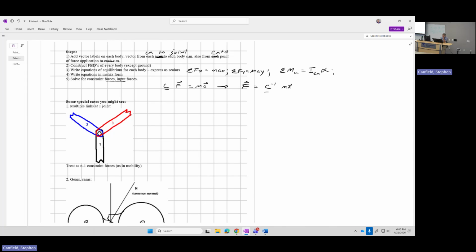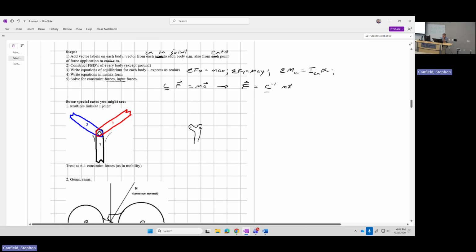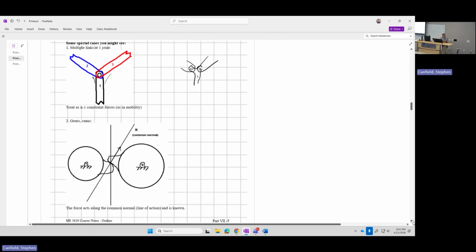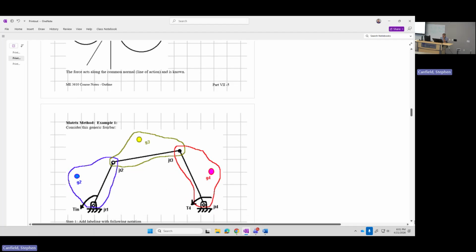A few special cases: you might get a case where two bodies come together. That means you're going to need forces between 1 and 2 and forces between 1 and 3. Maybe an easy way is to create a little infinitesimally small split, so you have 1, 2, and 3. We saw the same thing in mobility. If you have gears that contact, remember that's a higher pair contact, but that means the direction of the force between the gears is along the axis of the force. Okay, I guess those are two examples.